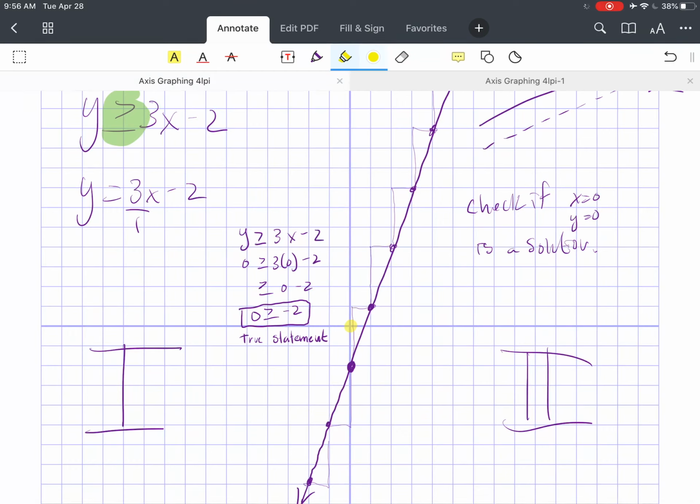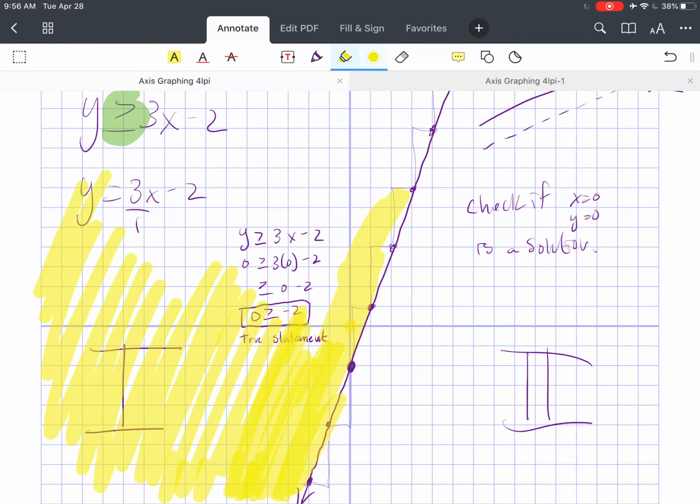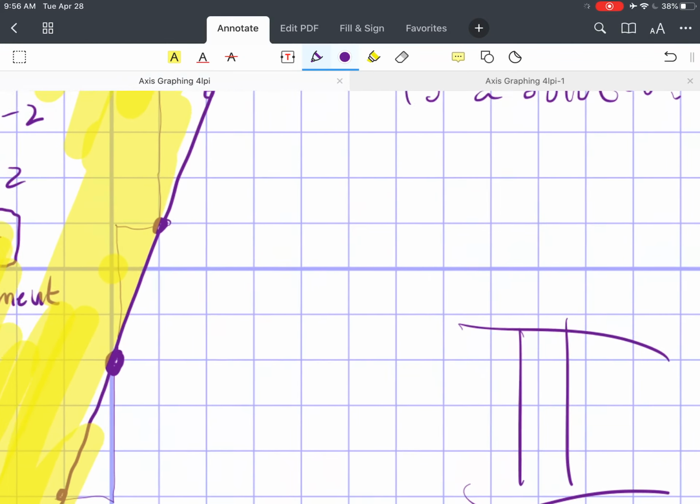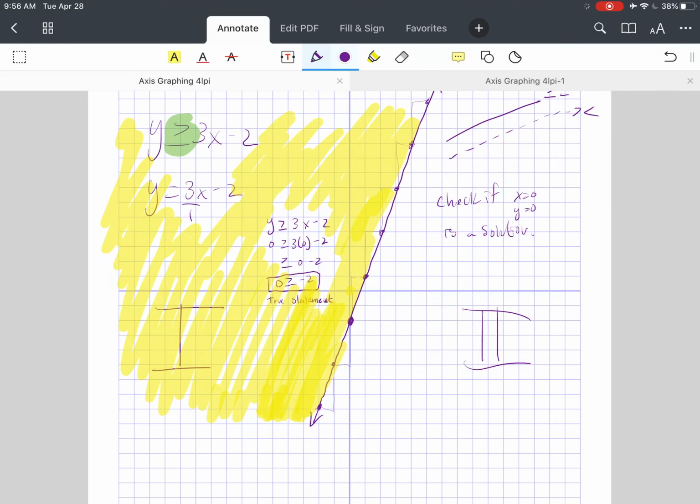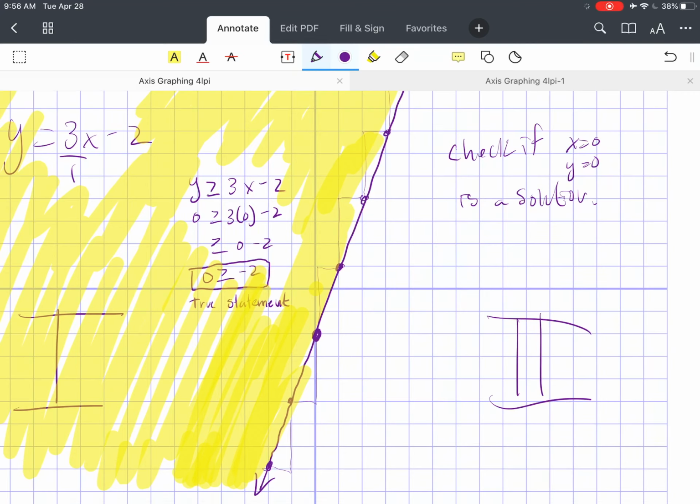What this means is the point 0, 0 is a solution, which means region 1 has all the solutions. So all of this is your solution set, right? All of these points, if you were to plug them into the inequality, would give you true statements. All of these points over here in region 2 would not give you solutions. It would give you a false statement.